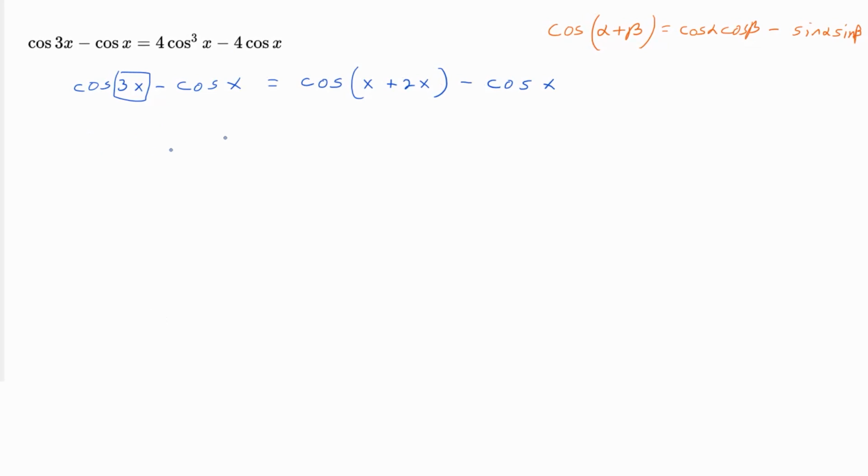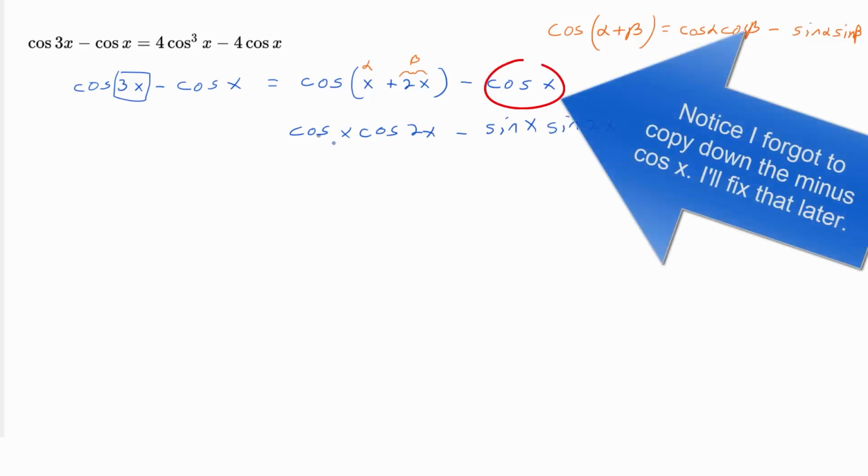Okay, so splitting cosine x plus 2x up using this identity, just realize that x is acting like alpha and 2x is acting like beta. So just applying this identity, I get the cosine of x times the cosine of 2x, and then don't forget the minus, and then sine x sine 2x.